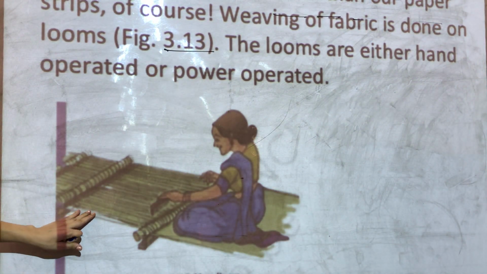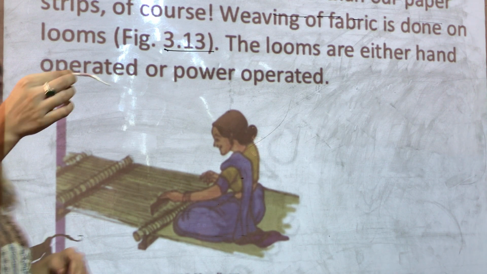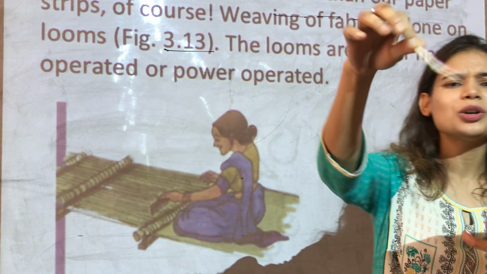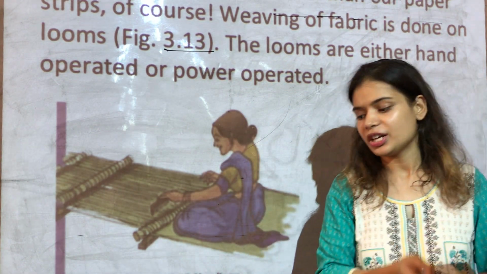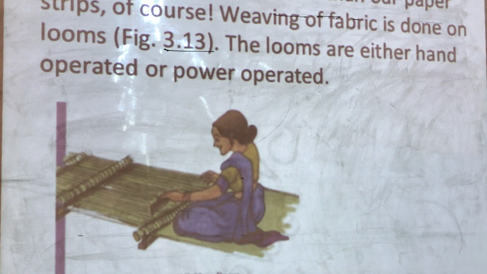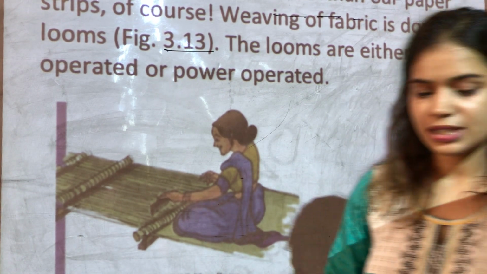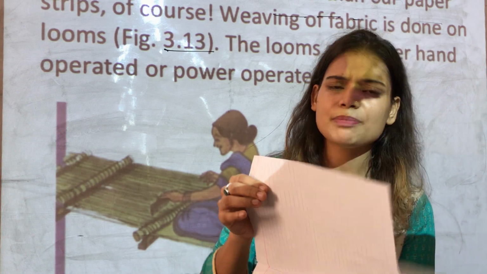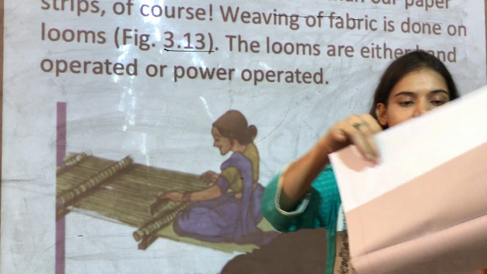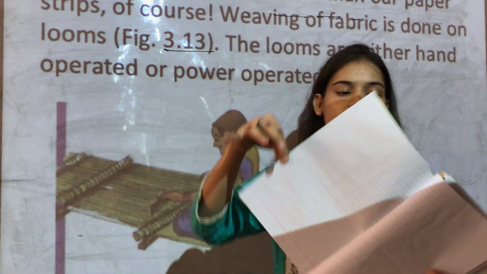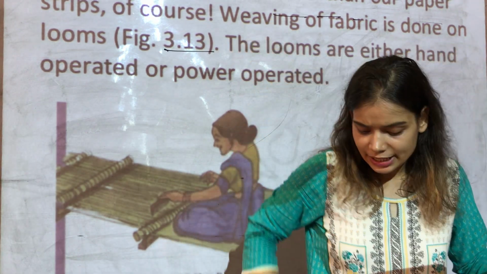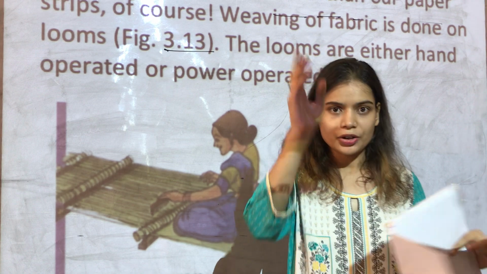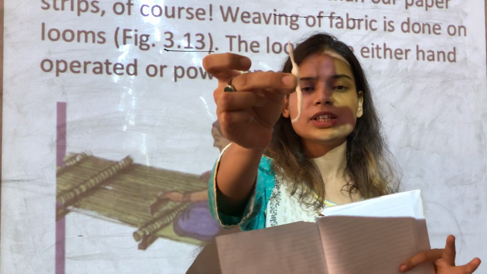Now weaving is one of the most important processes because we cannot use this. For example, if I have this cloth, I cannot make clothes out of it. No, I need to make it into a piece. For example, I have this paper. Let's suppose this paper is a piece of cloth. So we need to get a piece of cloth into this form. Only then can I make a kurta out of it. Are you getting it? I cannot make a kurta out of this.